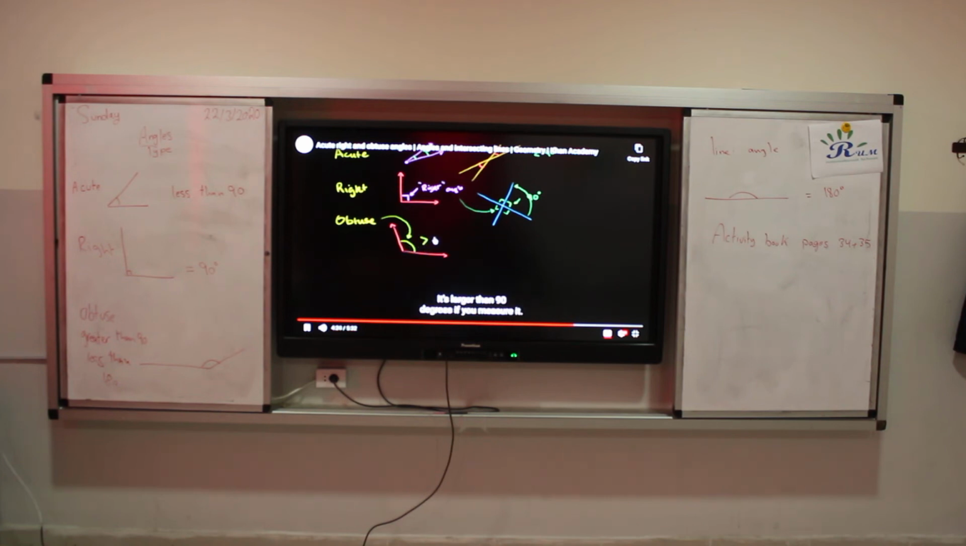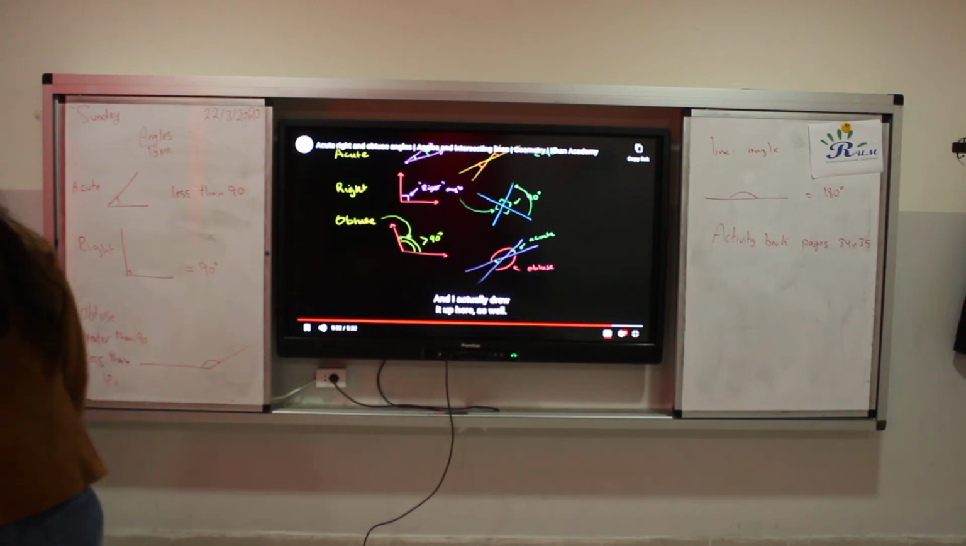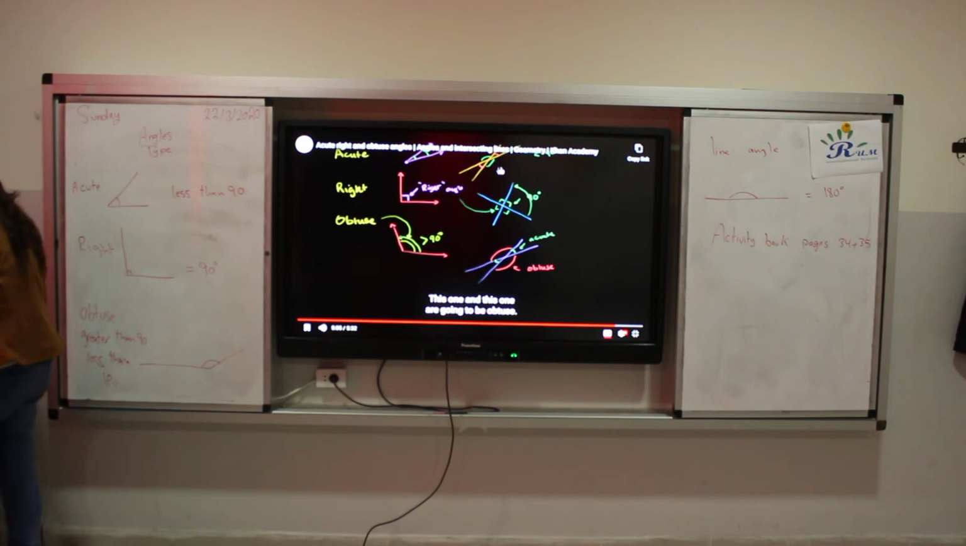It's larger than 90 degrees if you measure it. You would have to rotate this ray more to get to this other ray than you would if they were right angles, and definitely a lot more than if they were acute angles. If I were to draw this with lines, which of the angles are obtuse and which are acute? Well, the way I've drawn them right over here, these two over here are acute. And then these over here are going to be obtuse. This one and this one. These are both obtuse angles. And I actually drew it up here as well. This one and this one are going to be obtuse.